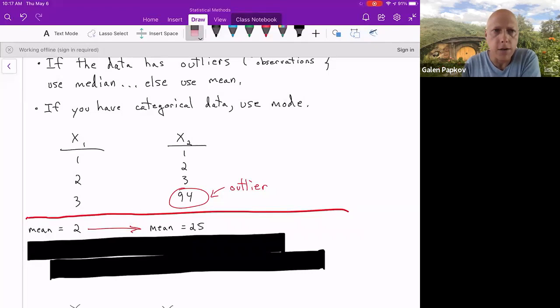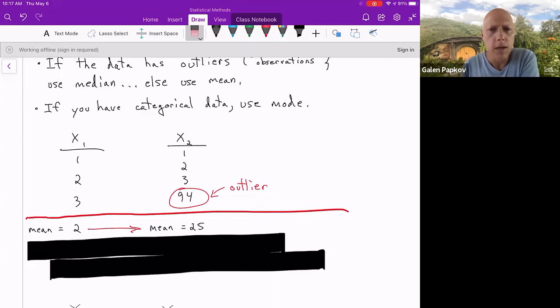And so here you could see that having that value of 94, that one new number, because the amount of data, 3 and 4, isn't very different, but having that one new unusual number brought about a pretty big change in the mean. It jumped from 2 to 25.